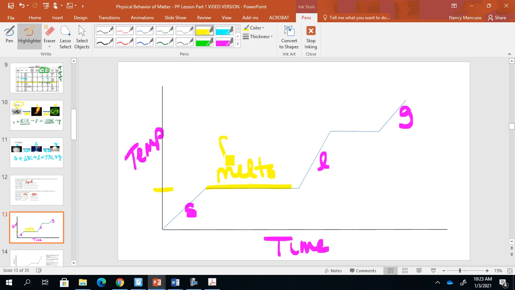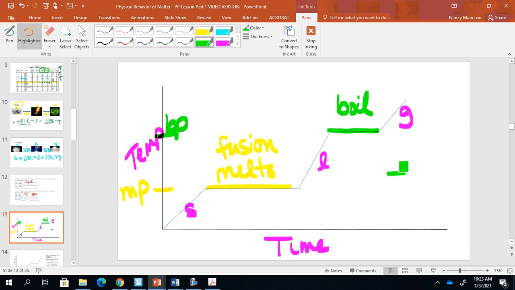And melting, a new word for melting, it's also called fusion. So right here, this would be the melting point. And then up here, at this point, it is boiling. We said another word for that is vaporization. So right here, this would be my boiling point. All right, during the yellow and the green, this and this, my potential energy is increasing, but my kinetic energy is staying the same.